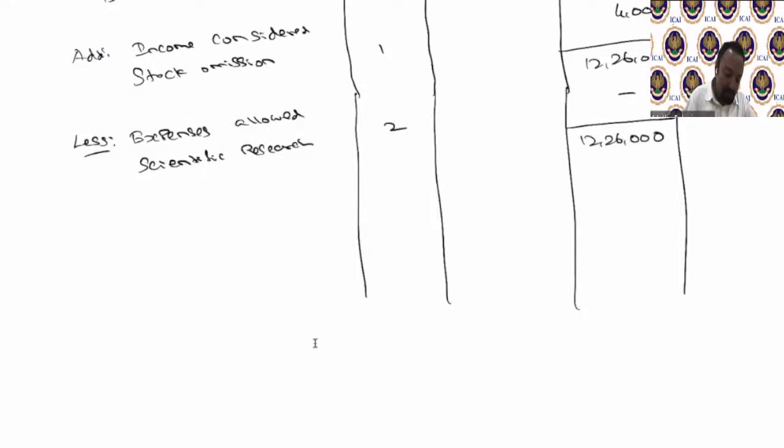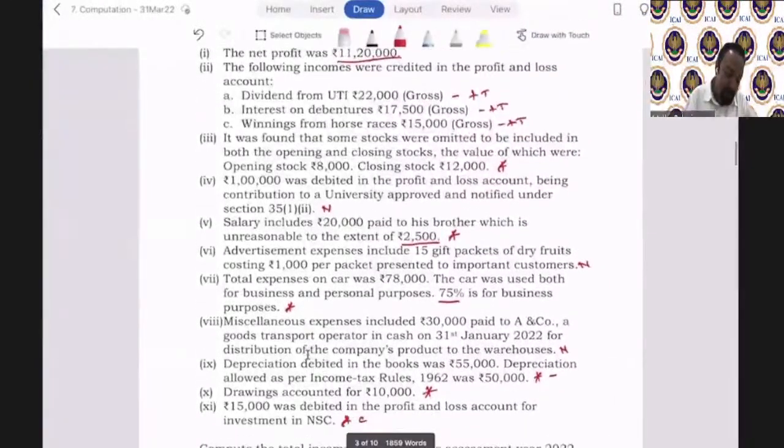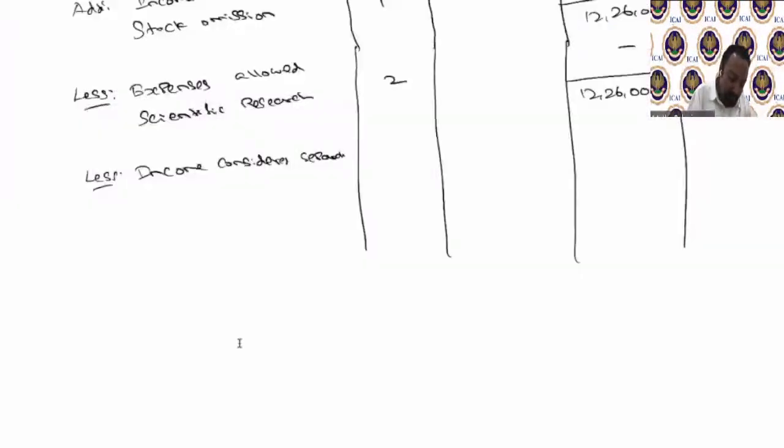So 12,26,000. And apart from that, we are now taking any income less income considered separately, right? So we need to include all those dividend income, debenture income and other things. So what are the incomes? Dividend, interest on debenture and horse race. So these are the three incomes.